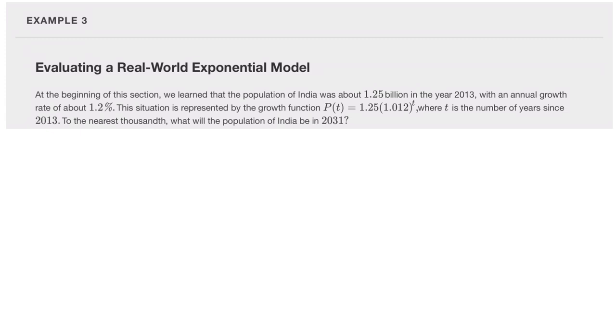At the beginning of this section, we learned that the population of India was about 1.25 billion in the year 2013 with an annual growth rate of about 1.2%. This situation is represented by the growth function given, where t is the number of years since 2013. To the nearest thousand, what will the population of India be in 2031? So we're given this model where it tells us the population based on time, where we have 1.25 times 1.012 to the power of t.